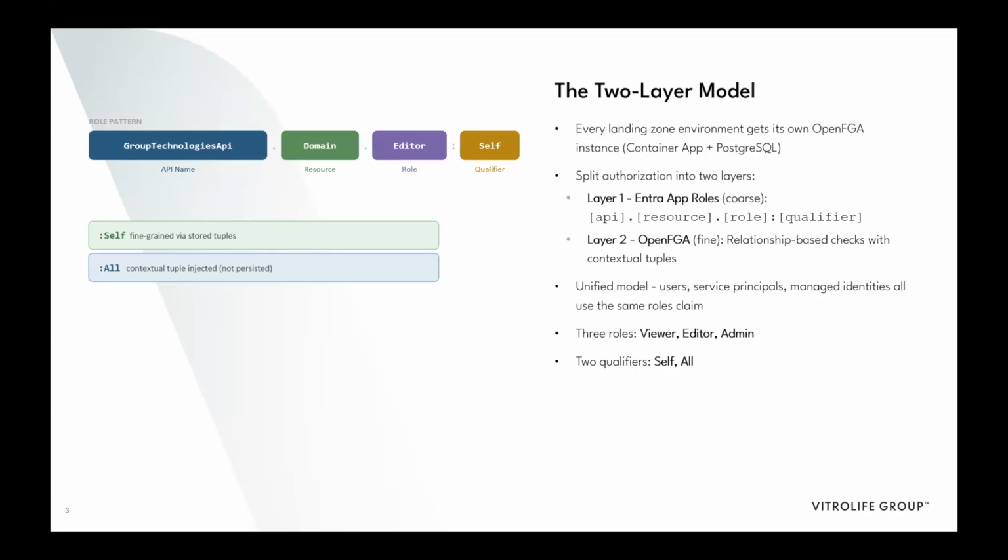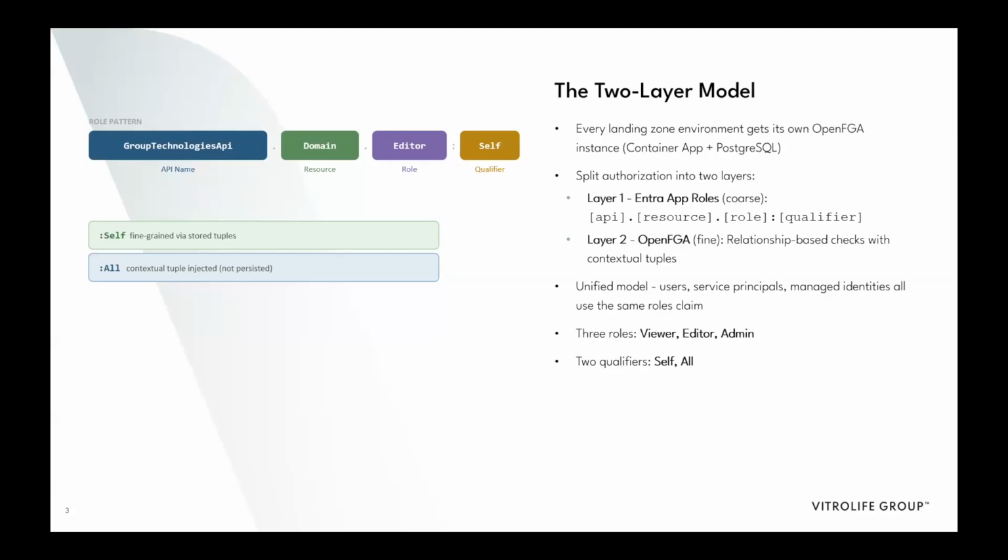We want to expose an entity called domain, so that's the resource. We have three different capabilities or roles: viewer, editor, and admin. What those mean is up to the actual implementation, but we've said we have these three as the endpoint gates. And then we have the last one, that was perhaps the most controversial, called the qualifier, where we have the qualifier all and the qualifier self.